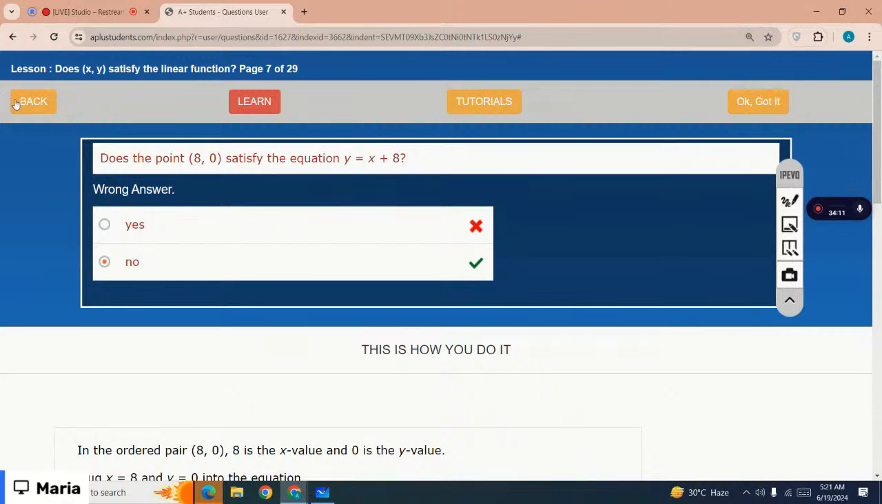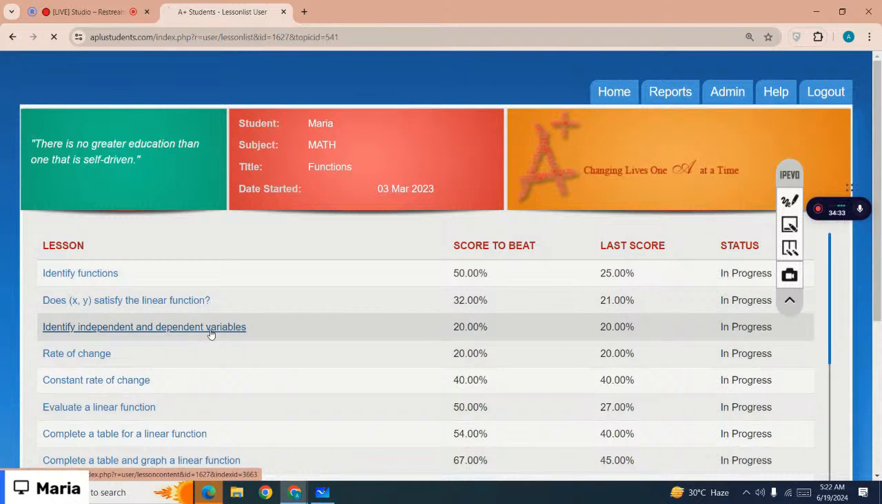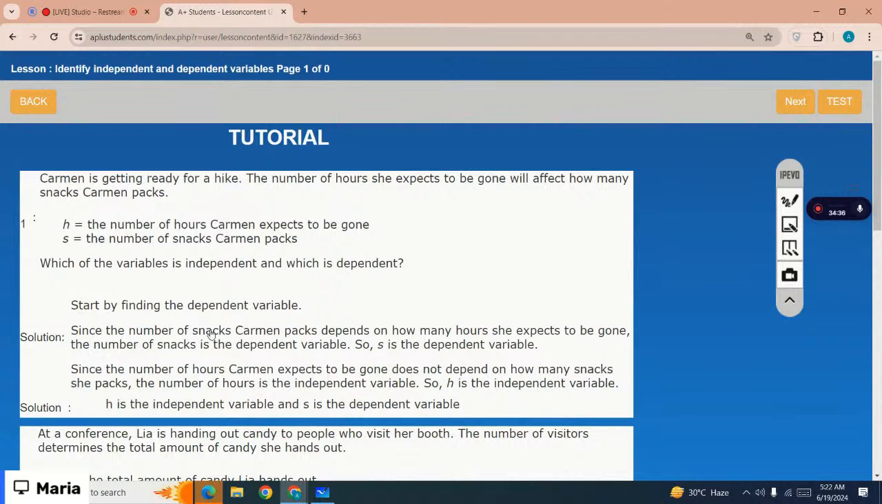The next lesson is identify independent and dependent variables. Let's just start with the next lesson. Carmen is getting ready for a hike. The number of hours she expects to be gone will affect how many snacks Carmen packs.